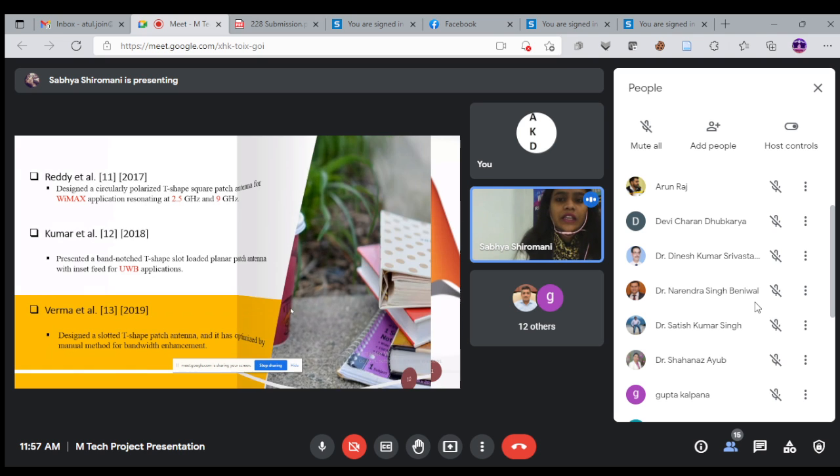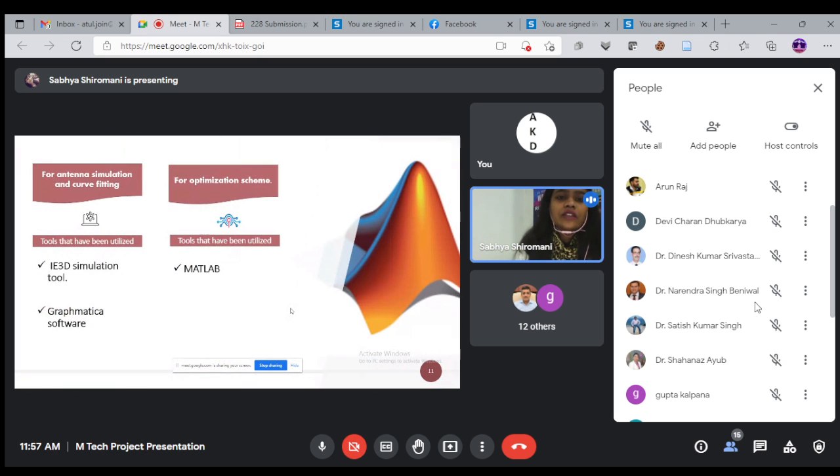So from the results of the researchers and the methodology they have obtained, I have decided that I will be utilizing three software tools for the work which will be carried out by me. That is how I have planned things: I will be utilizing the IE3D simulation tool, thereafter the Graphmatica tool for curve fitting, and MATLAB for the part where I will be deciding the algorithm to perform the specific optimization scheme. And for the simulation, I have been using IE3D.